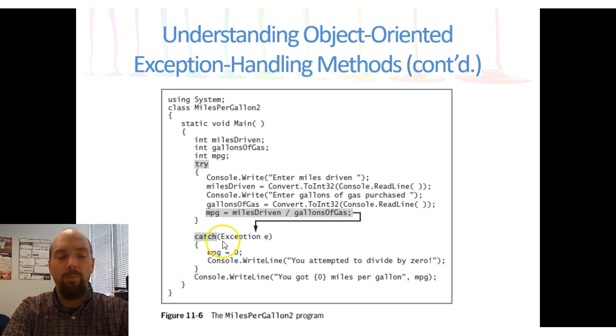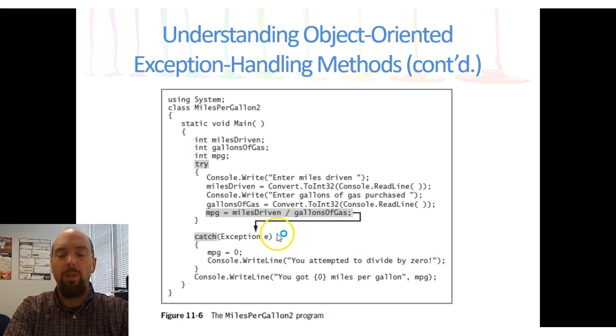Now, a message that gets sent over, or whatever the exception was, we have to declare it. So we're going to say, okay, we have an exception. This is our data type, it's an exception. We're going to call it E. And then we could either do something with E, or we could just simply provide an output here. So it says mpg equals 0, and then it says Console.WriteLine you attempted to divide by 0.